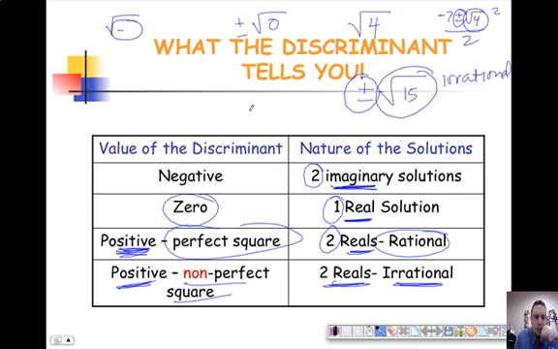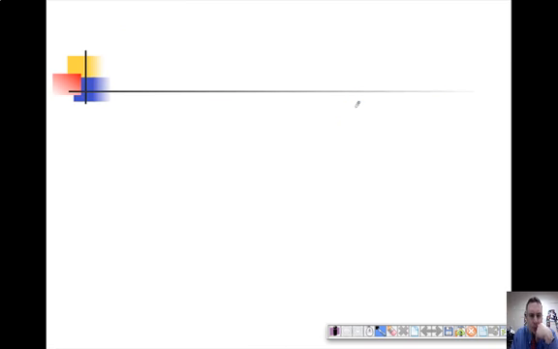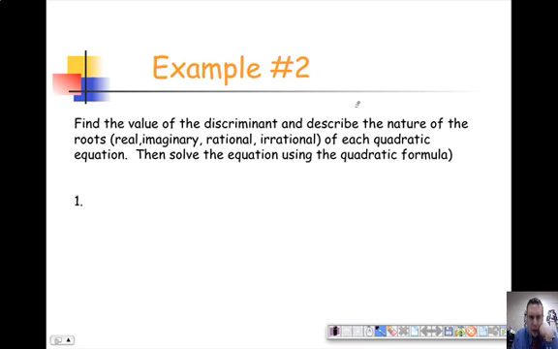So this is something you should know right here, because I'm going to ask you, what type of answers is this going to have? And I don't want you to do all the work. I just want you to look at the discriminant. That's all I want you to look at. Watch. Example number 2. Find the value discriminant and describe the nature of the roots. Is it real, imaginary, rational, irrational? And then you could solve it. But really, I just kind of want you to see right here.